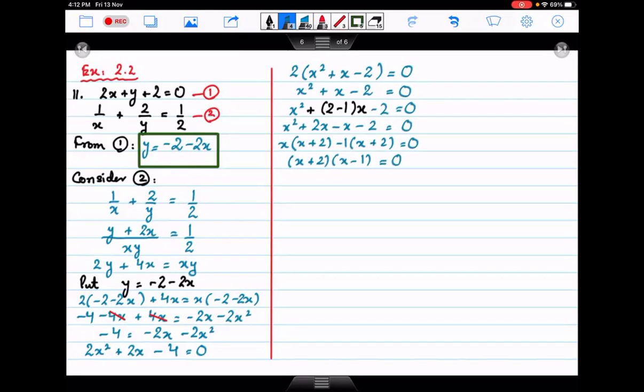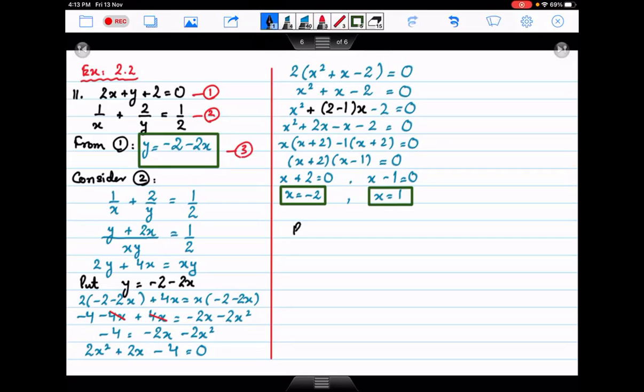So now we have two values that are giving 0. So either we will take the first value equals to 0 or we will take the next value equals to 0. So we will get two values of x, that is minus 2 and 1. So now we have the values of x, that is 1 and minus 2. So that was equation 3.